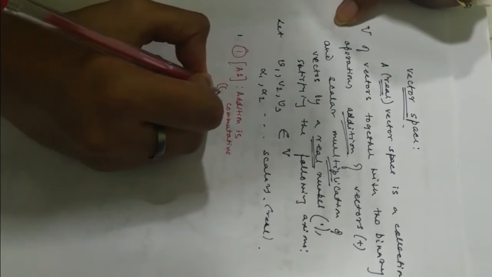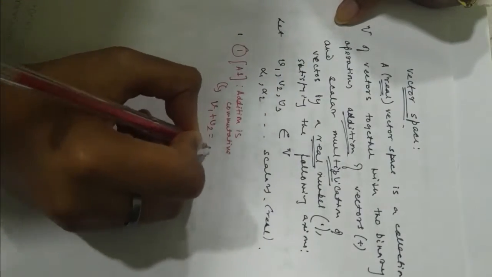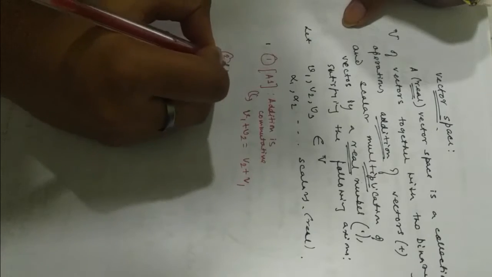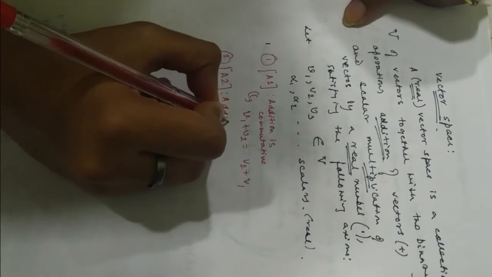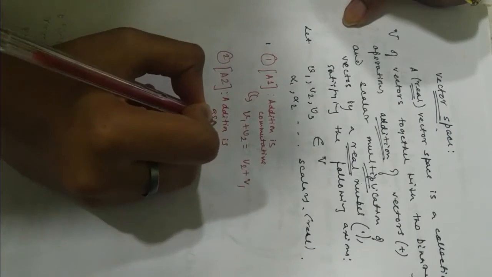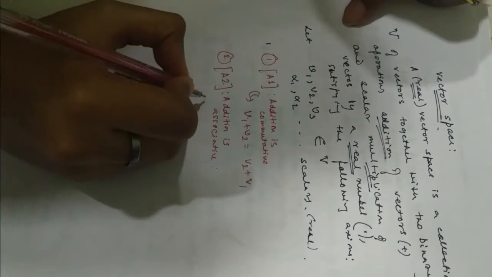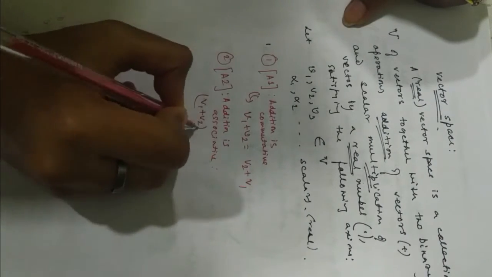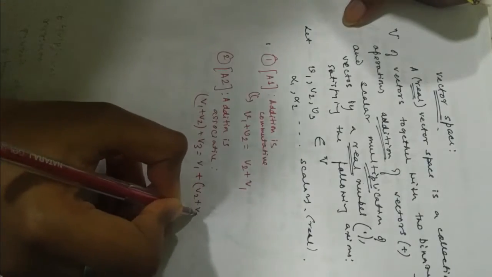Why is addition commutative? We mean v1 plus v2 has to be v2 plus v1, right? The second condition is A2, addition is associative. By associative, we mean v1 plus v2 plus v3 is equal to v1 plus bracket v2 plus v3, right? So for vectors, addition is associative.